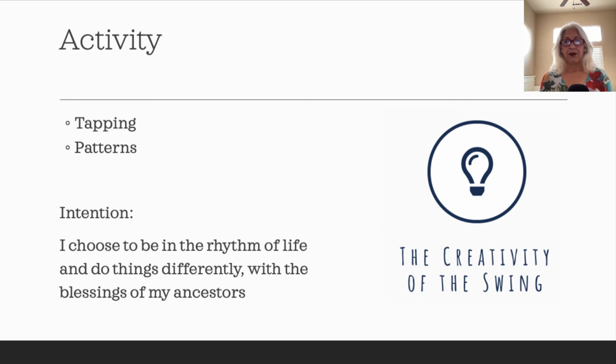Looking at patterns, right? By understanding what the patterns are, we can then decide what we want to do with those patterns. Do we keep them? Do we transform them? Do we dissolve them? All right, and our intention here is: I choose to be in the rhythm of life and do things differently with the blessings of my ancestors. Because it's really important to remember those people that came before you so you could exist. And all that is encoded into our culture.